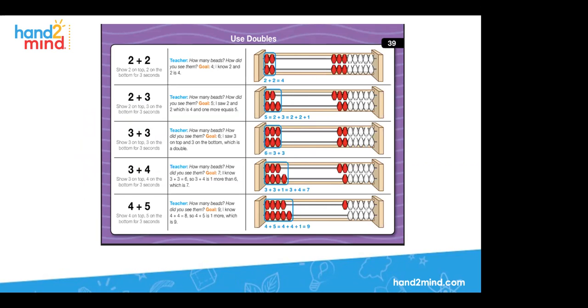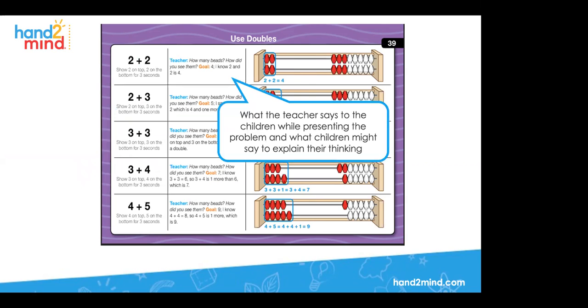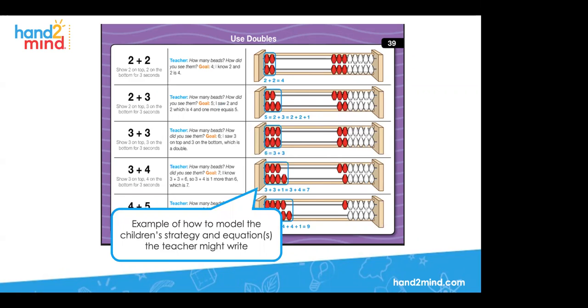Now here's the number string card that goes along with the number string we just did. And on this card, I see the target strategy shown at the top. Along the left-hand side, I see the problem and how I would pose the problem to the children. In the middle section, I see what I should say to the children while presenting that problem and what the children might say to explain their thinking.